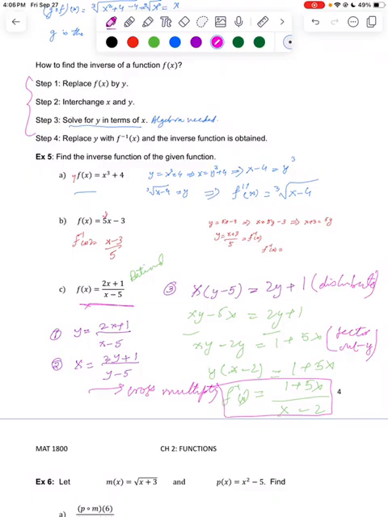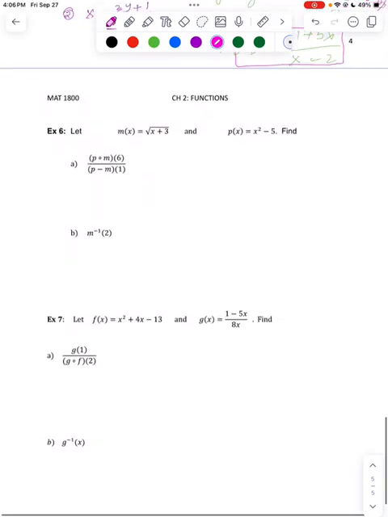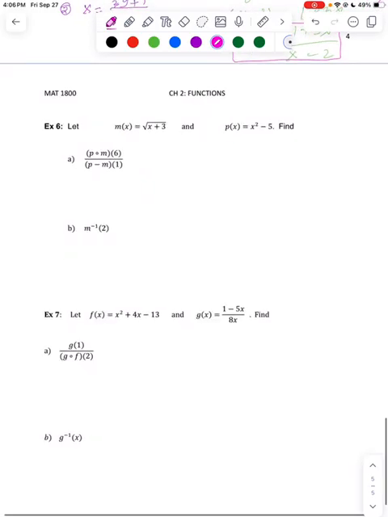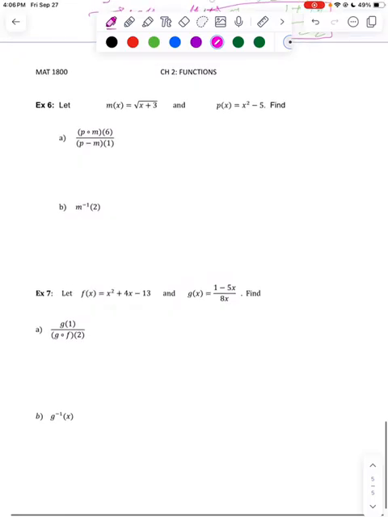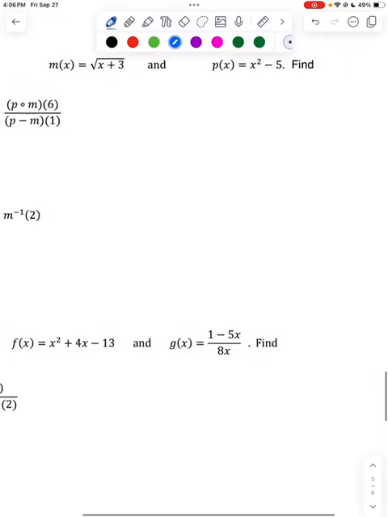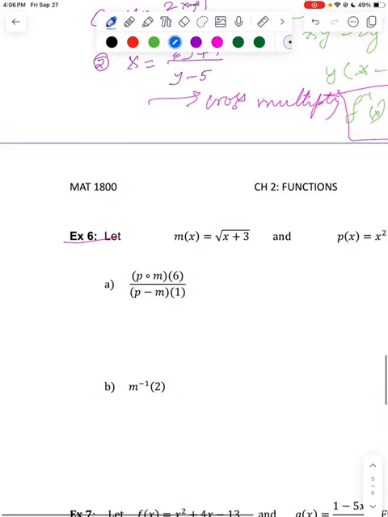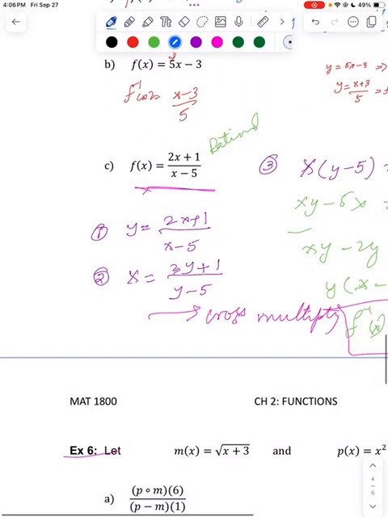Okay, last couple of examples, and these are actually the type of examples you will see in the exams or in the final exam. So in example 6 you're given two functions, and you are asked to find different things. In the first part, we have to find the composition of the function P of M at 6. In order to do this, you don't have to actually find the composed function. You can directly do the calculations by plugging in the values if you understand what the question is asking you.